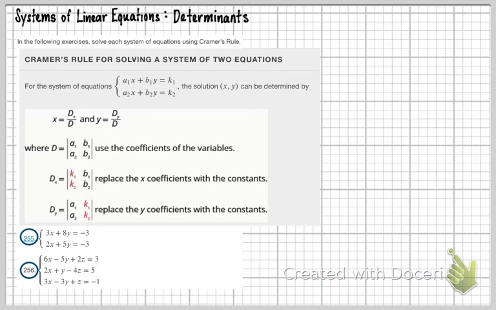Now for the second one here, notice I actually have a 3 by 4 matrix I would create here. And this is only set up to solve for x and y. We actually have a z as well. So this Cramer's rule will not work for us here.